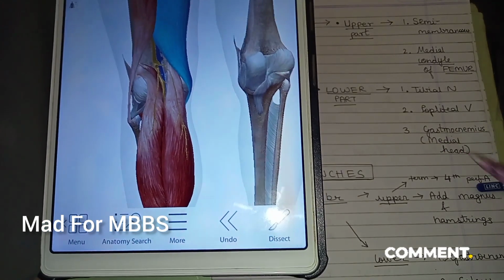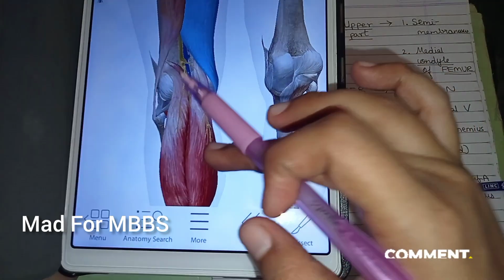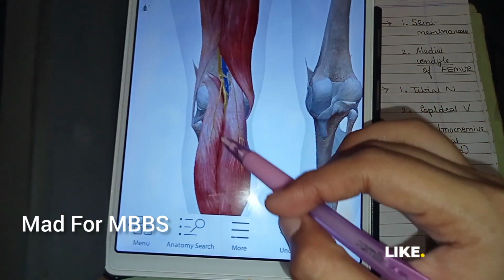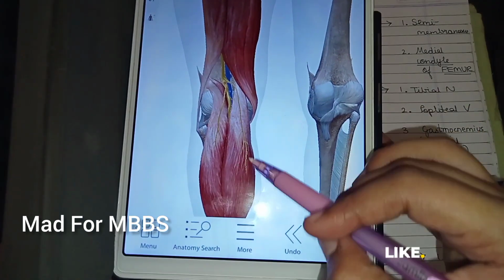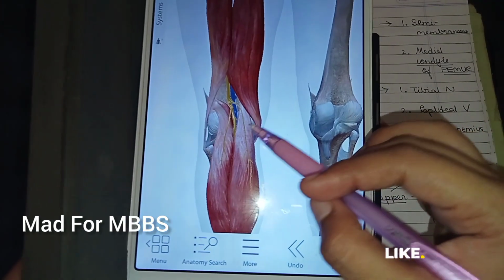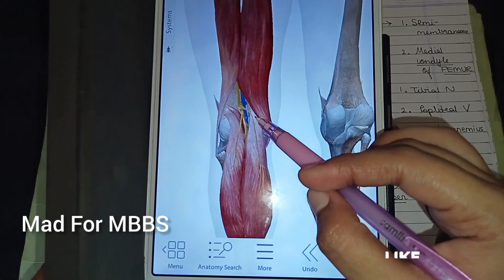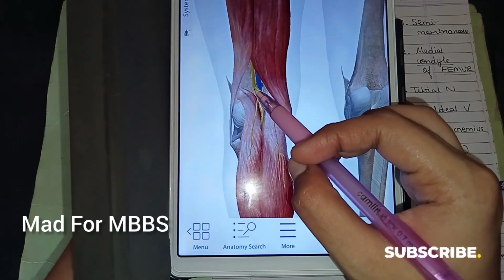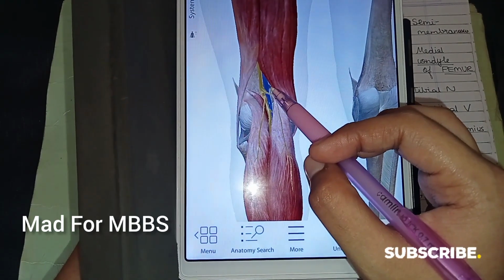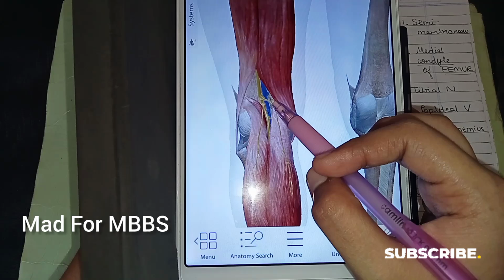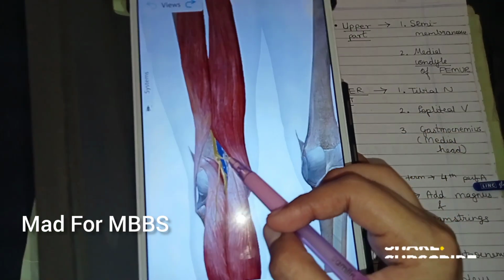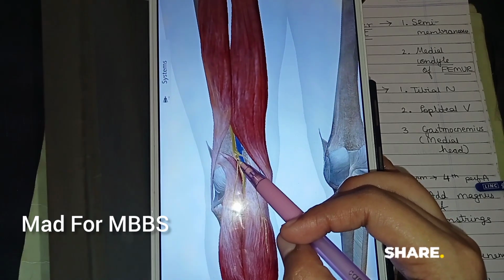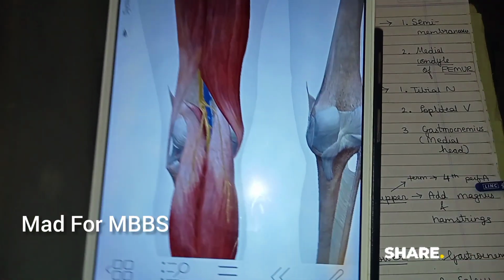So, laterally, we are having the gastrocnemius. This is the lateral head of the gastrocnemius muscle. And in the lower part, laterally, we also have the tibial nerve and the popliteal vein. So, both the structures are considered to be lateral to it. Popliteal vein and tibial nerve.